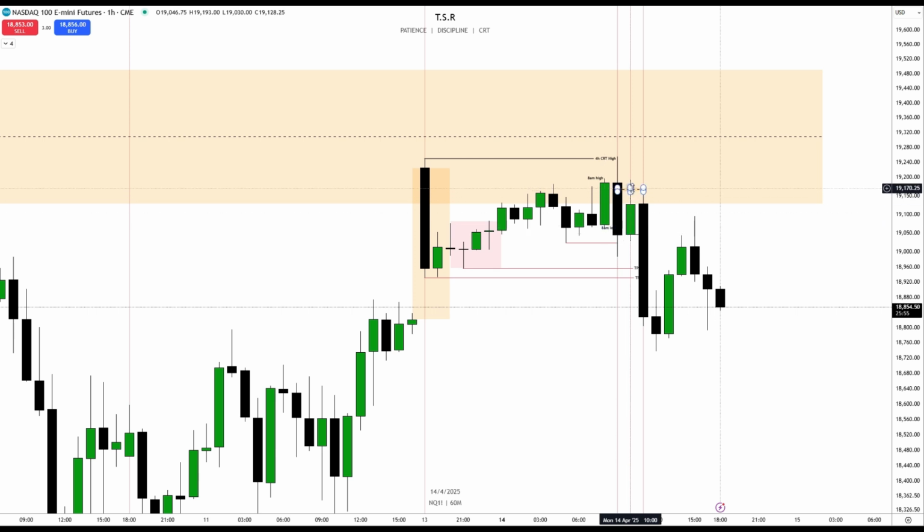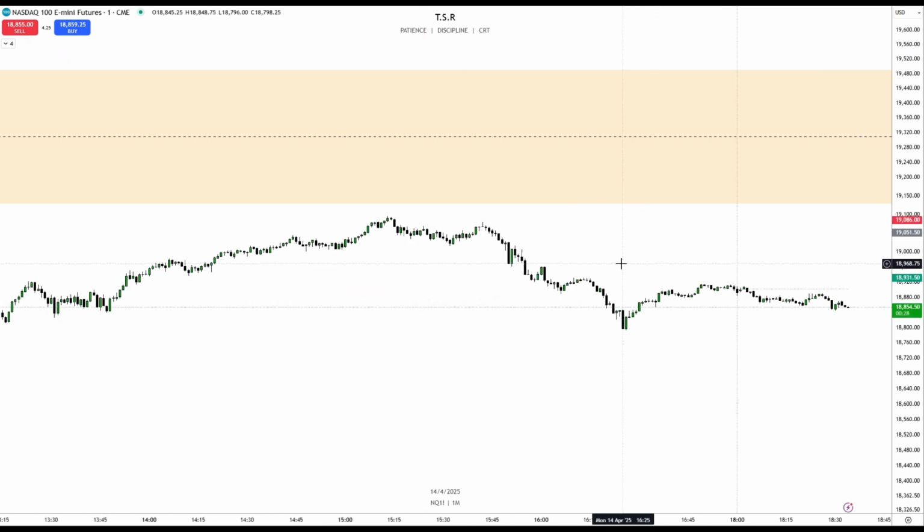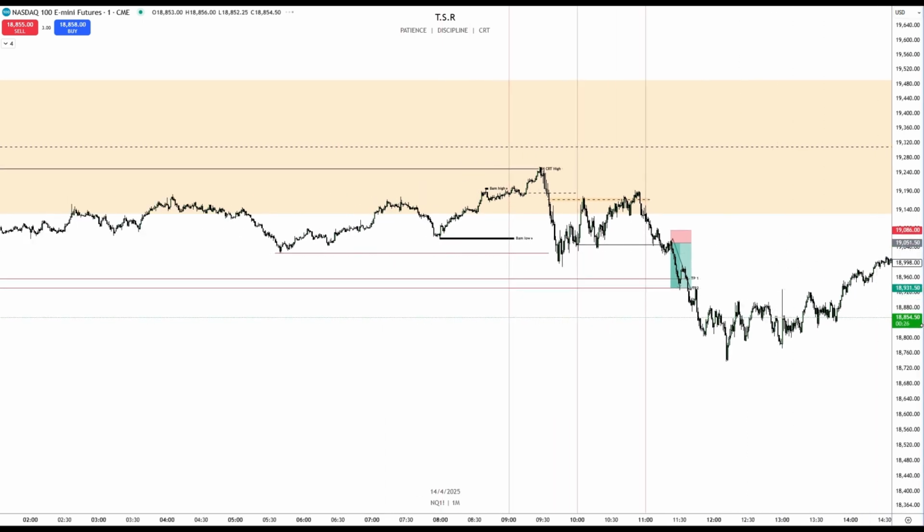You can see price then later on retraced into that order block and then started to expand lower once again. This one candle became a weapon to be used to drive prices lower later on. So this is the 1-hour order block in this example here. Now if we hop down onto a 1-minute time frame, let's take a look.